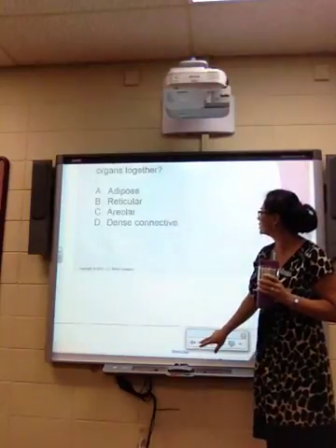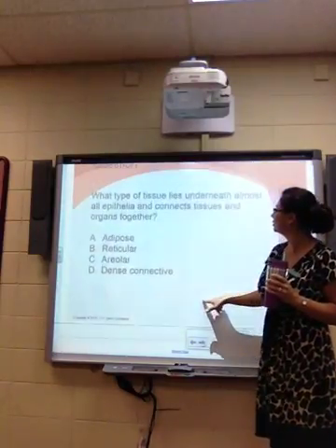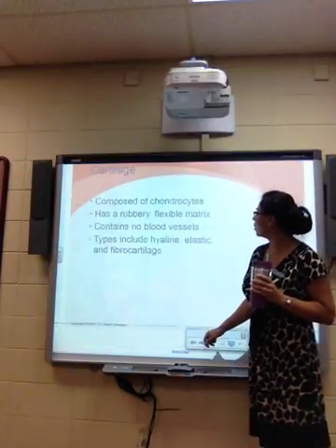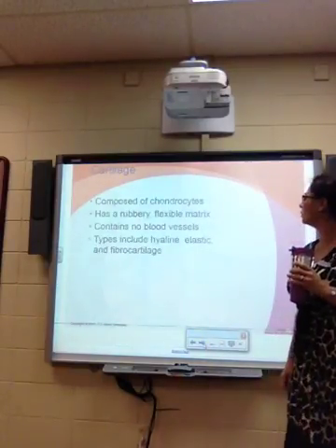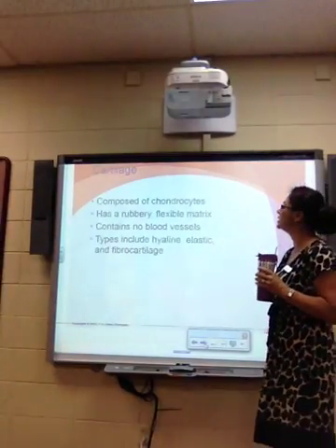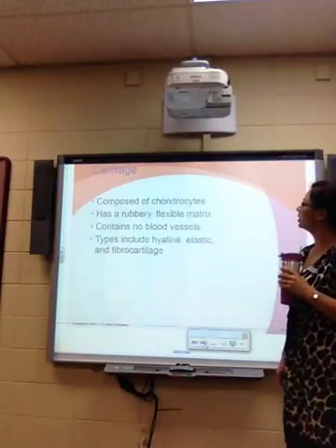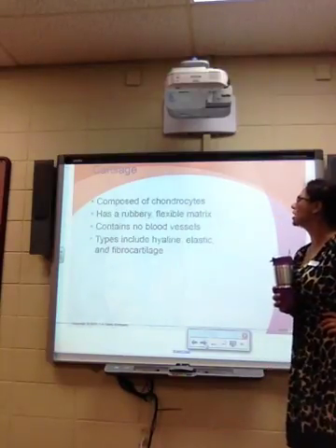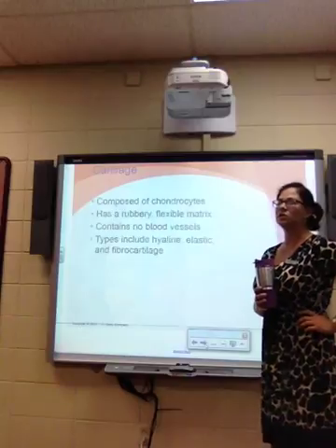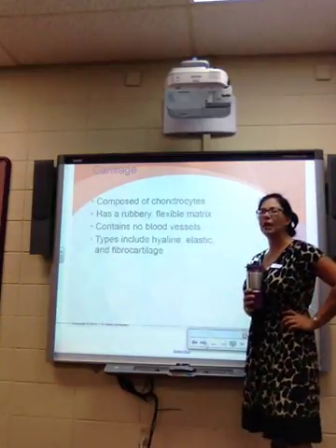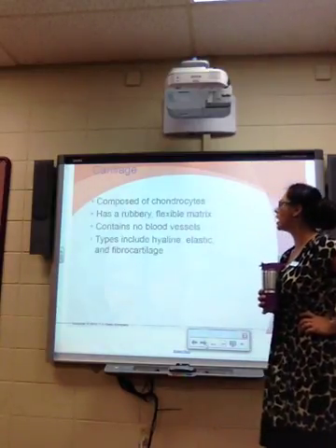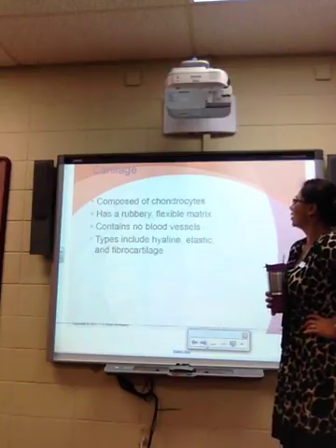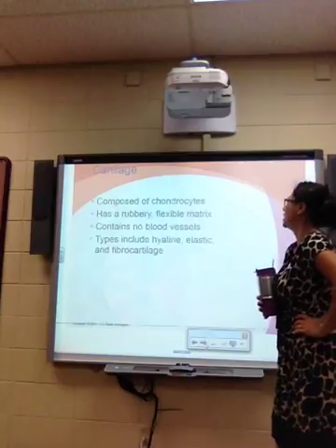Okay, so still looking at our dense. Let's move on to our cartilage. So we moved out of loose connective tissue and dense connective tissue, looking at cartilage. Chondrocytes, so it's made up of a special type of cell. When we get into bone, we'll look at osteocytes. But cartilage has its own cell, chondrocytes. So you think cartilage, think C for chondrocytes.